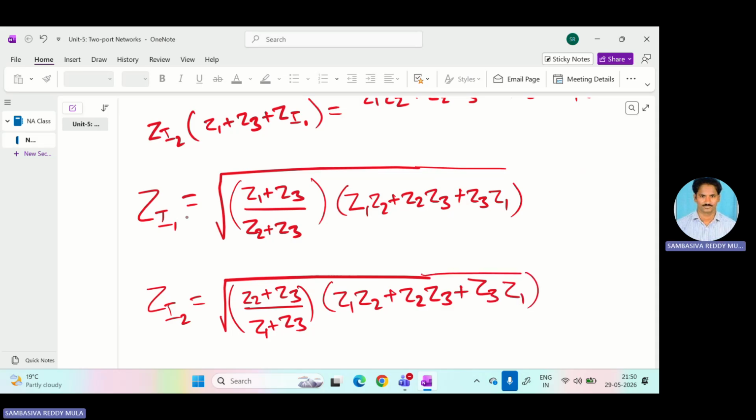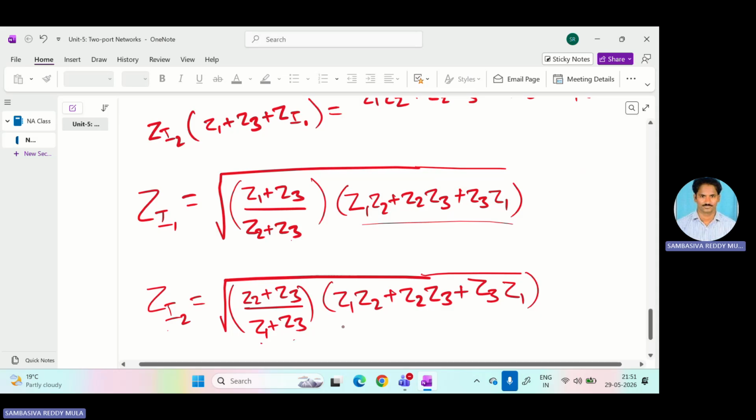So we can easily remember the image parameters. ZI1 is Z1 plus Z3 divided by Z2 plus Z3 into this product term, that is Z square. ZI2 is Z2 plus Z3 divided by Z1 plus Z3 into this product term.